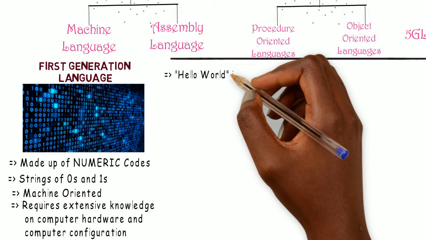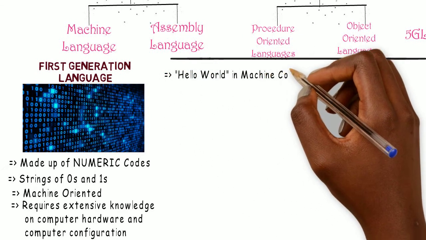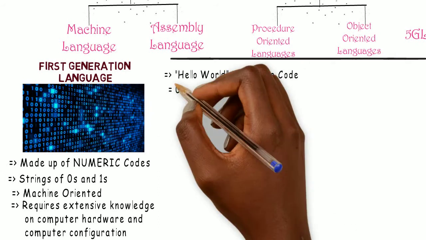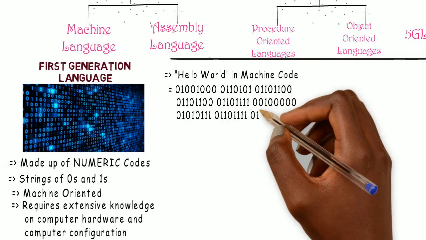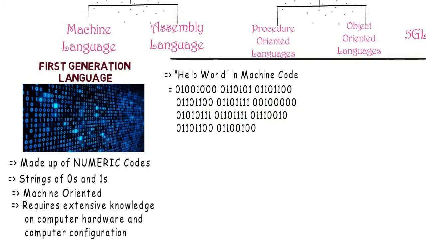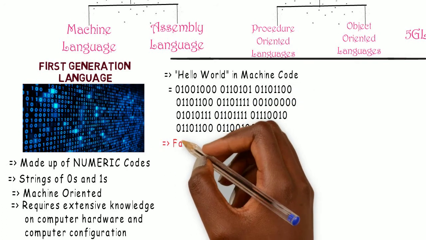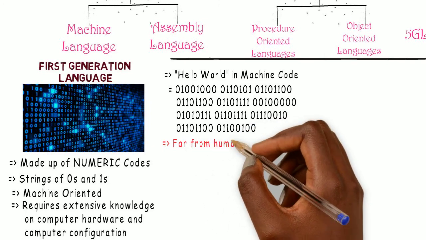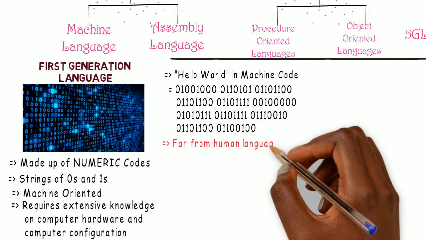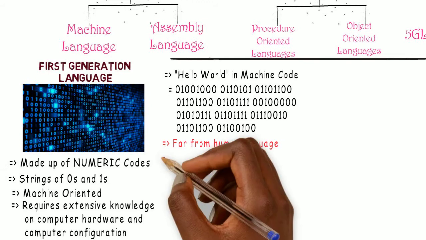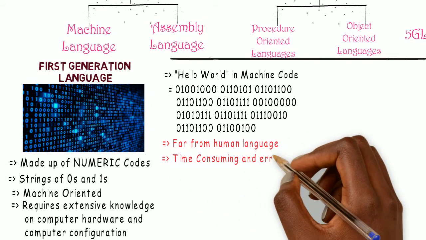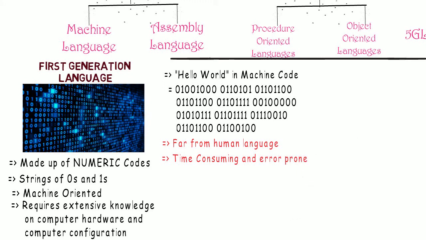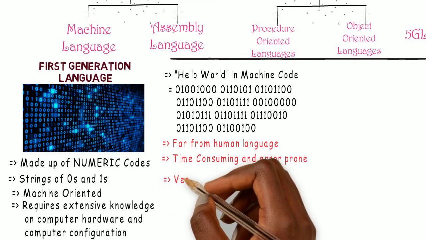Let's take a situation whereby you want to write hello world. In machine language, it means you actually have to write all these binaries. We have 0, 1, 0, 0, 1, 0, 0 to the end. Because machine language is far from human language, it makes it difficult to understand, and as a result, it is time consuming to write programs in the machine code, and we can easily make errors.